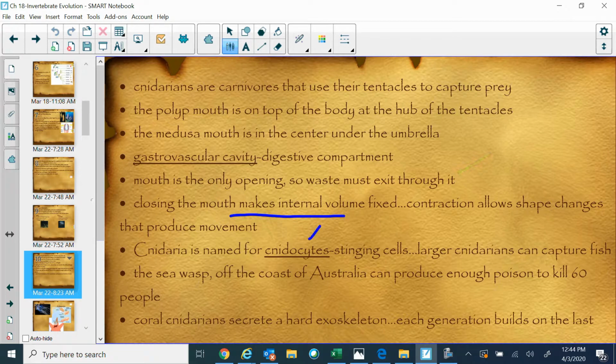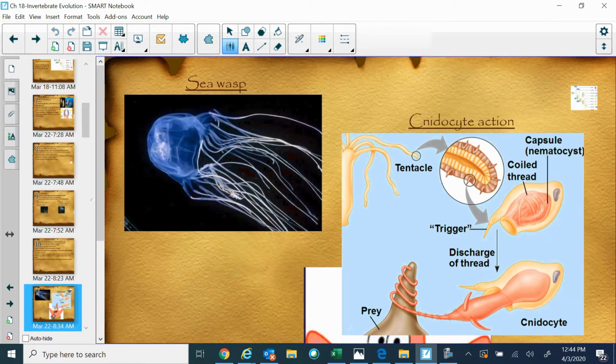The stinging cells are called cnidocytes, and there's actually some of these, the larger ones, that can capture and kill fish. And then this one's pretty awesome. Australia's got some crazy stuff. But off the coast of Australia, this guy, the sea wasp, can kill 60 people with one. It's got enough poison to kill 60 people in one individual. And then coral, they actually secrete that skeleton that allows them to build the coral reefs. So we see it pictured here.